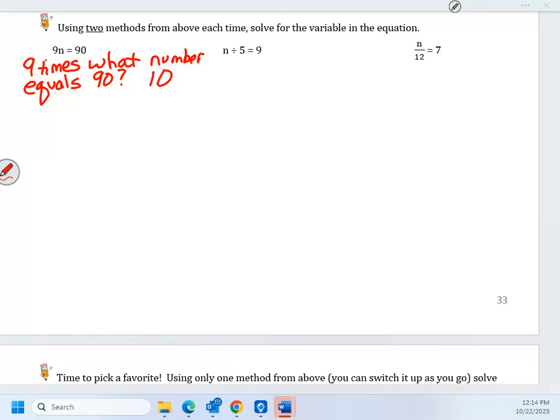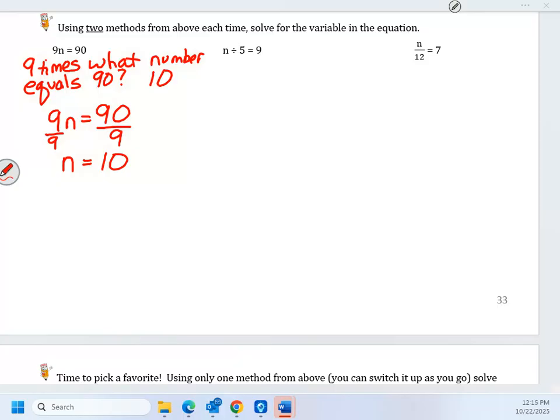Henry? You can do opposite operations. Okay, so when I do opposite operations, I have to rewrite my equation. Walk me through what to do, Henry. So you're gonna divide both sides by 9, because we were multiplying 9 times n. Opposite of multiplying is dividing. 9 divided by 9 is 1. 90 divided by 9 is 10.